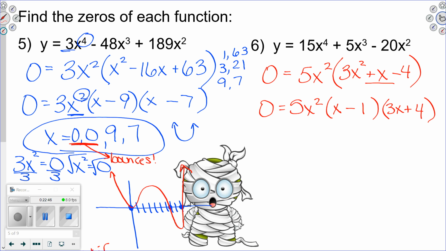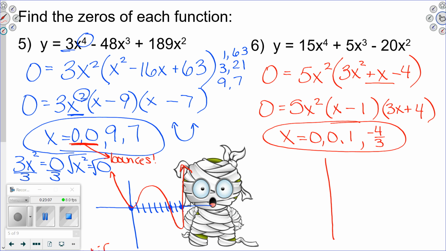All right, solving, what does x equal? Baby brother gives me 2 zeros, and then positive 1, negative 4 thirds, right? Subtract 4, divide by 3. And if you draw me a rough sketch, so I know at 0, 1, where's negative 4 thirds?